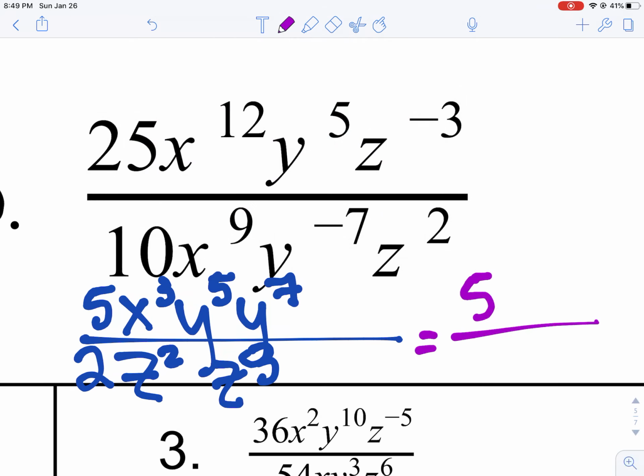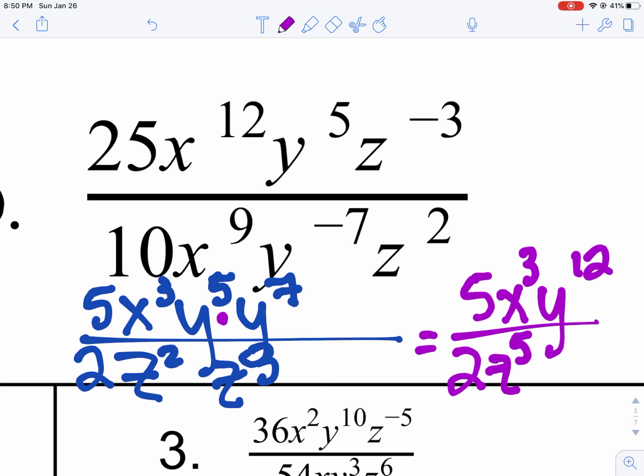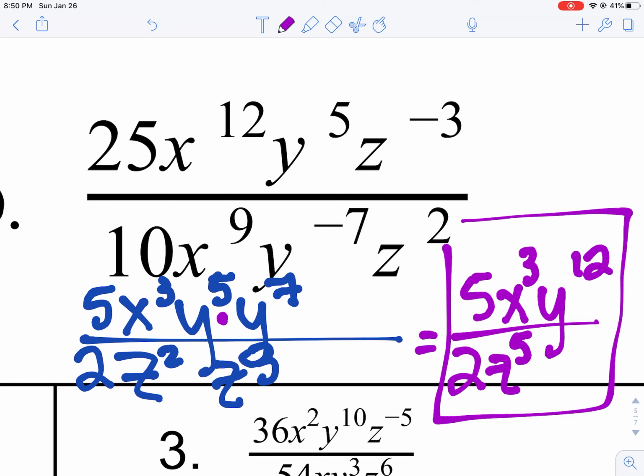So 5 over 2 stays. My x terms are already simplified down. Now my y's, they have multiplication going on because they are side by side, and you're multiplying these, nothing's in between them. So 5 and 7 now need to get added together because that is the product rule now. So 5 plus 7 gives me 12. Same with the z's. I have z squared and z to the third, so I have a total of 5 z's in the bottom. And at that point, I'm done.